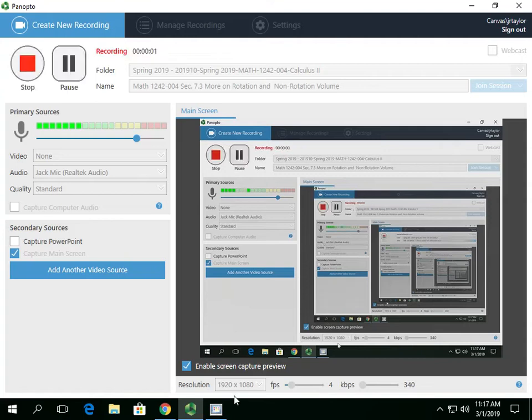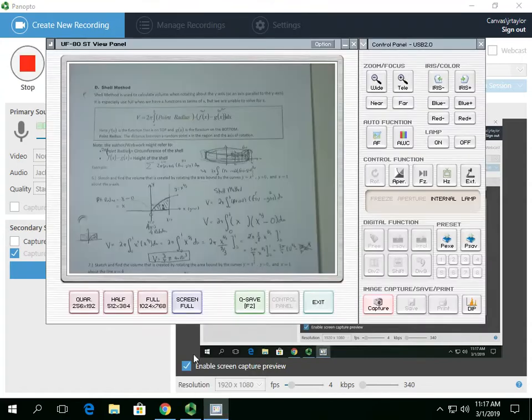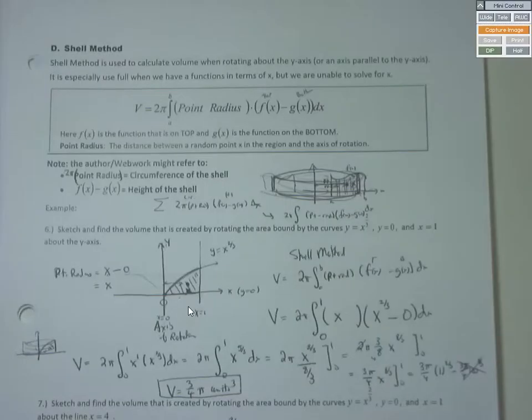Let's go ahead and get started. Today, we're going to be looking more on the idea of volume rotation. And also, we're going to look at what happens when we do non-rotation solids, what we call the slicing method, that we're going to find the volume of. But I just want to highlight what we've done so far.